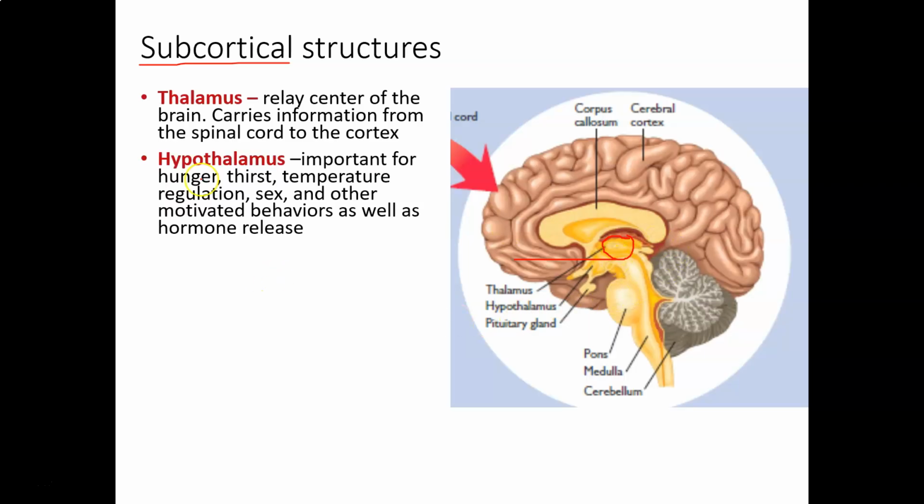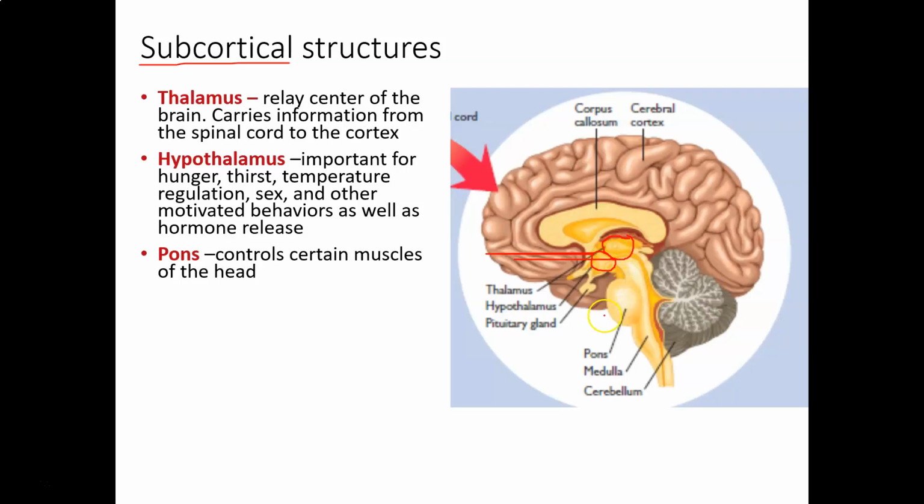The hypothalamus, so hypo means below, sits just below the thalamus, and here's the structure right here. The hypothalamus is important for regulating homeostatic functions, things like hunger, thirst, temperature regulation, sex, as well as many other motivated behaviors. But this is important: the hypothalamus is the brain area that controls all hormone release for your entire body. So if there's any hormone that's released from any gland in your body, chances are the hypothalamus controls its release.